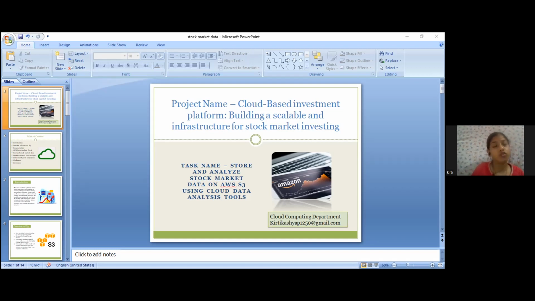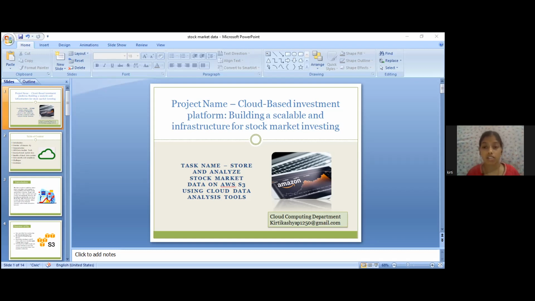So, overview of S3. S3 stands for Simple Storage Service, and S3 is one of the first services that was produced by AWS. AWS means Amazon Web Services. S3 provides developers and IT teams with secure, durable, highly scalable object storage. It is easy to use, with a simple web service interface to store and retrieve any amount of data from anywhere on the web.